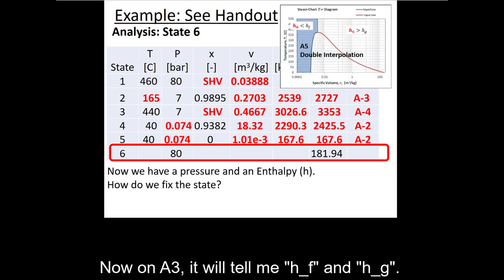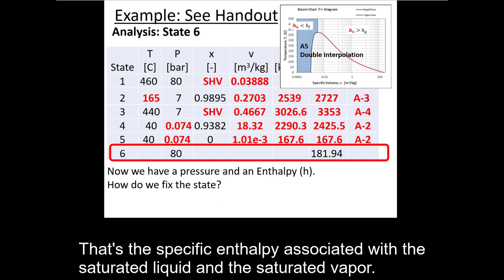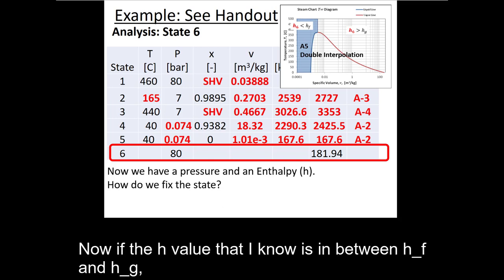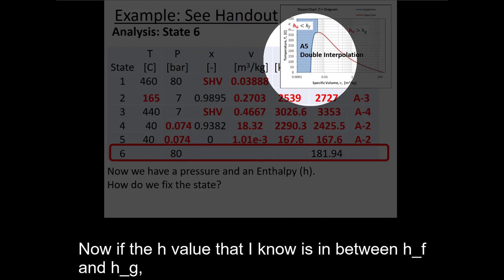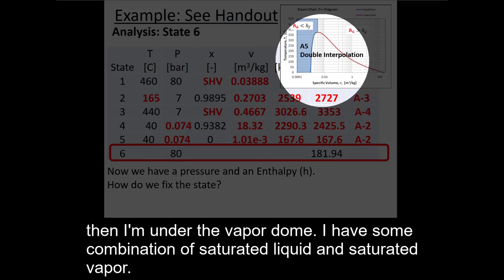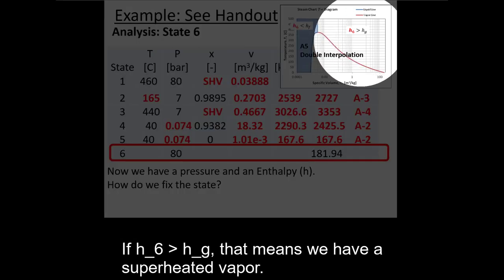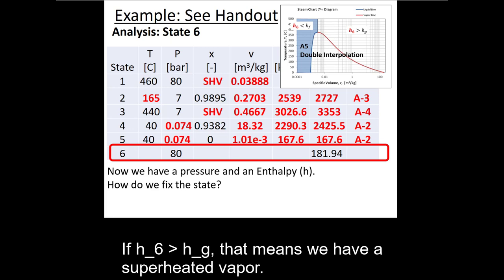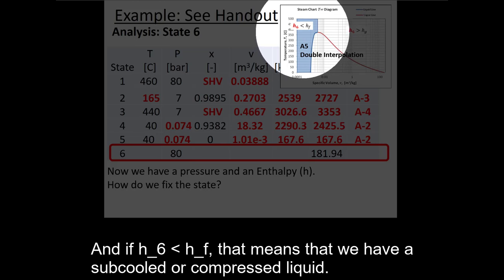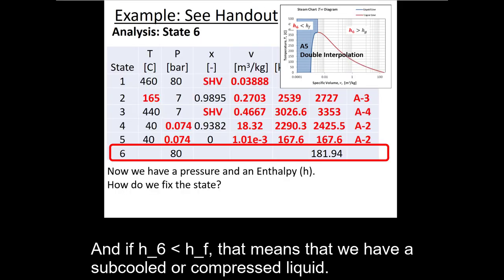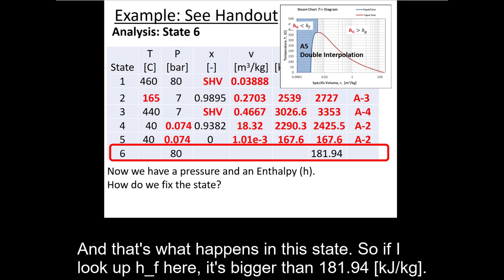Now on A3, it will tell me HF and HG. That's the specific enthalpy associated with the saturated liquid and the saturated vapor. Now, if the H value that I know for state 6 is in between HF and HG, then I'm under the vapor dome. I have some combination of saturated liquid and saturated vapor. If H6 is greater than HG, that means we have a superheated vapor. And if H6 is less than HF, that means that we have a subcooled or compressed liquid. And that's what happens in this state.